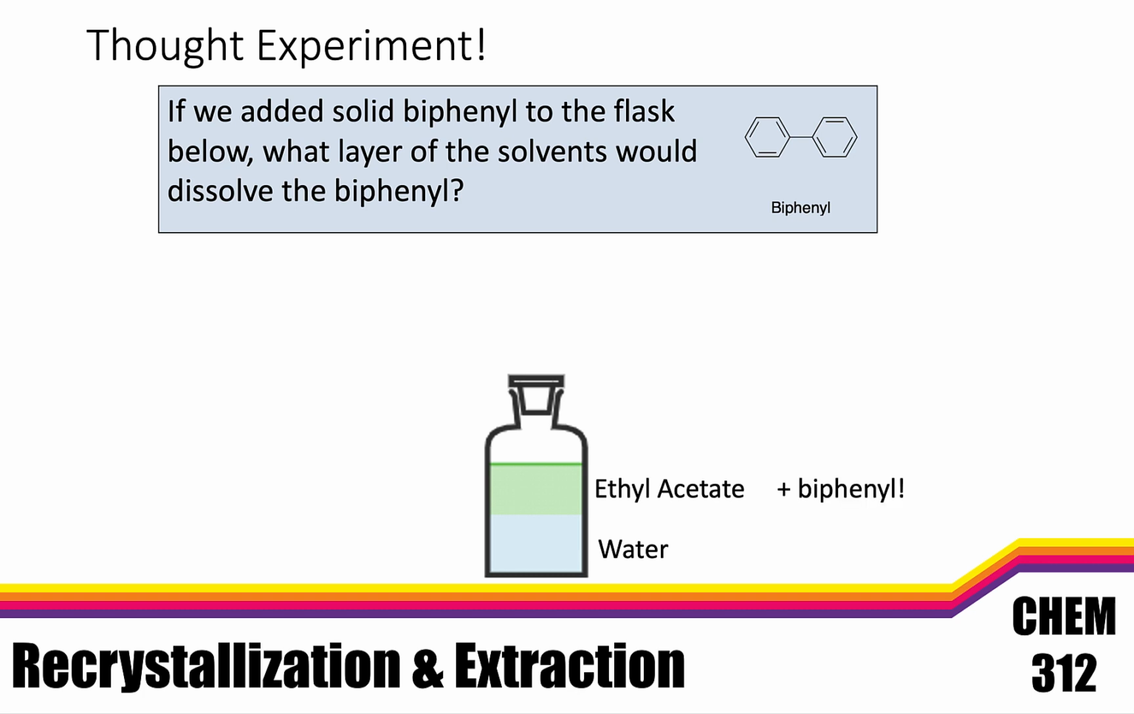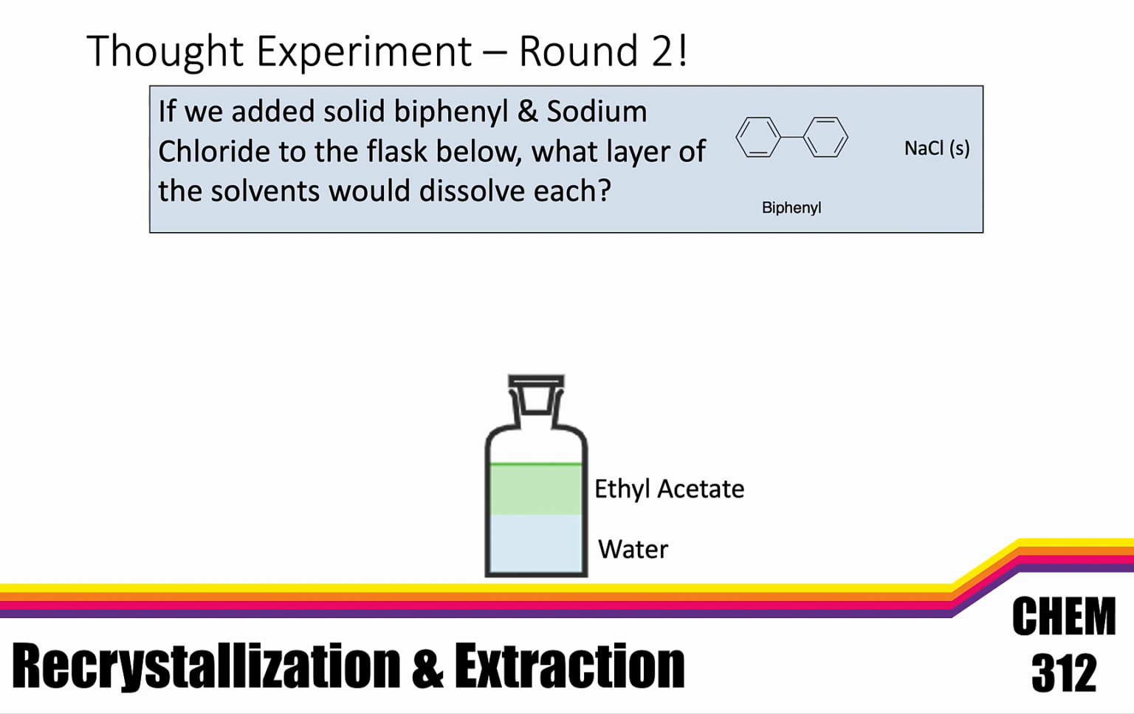So let's do another thought experiment. Let's expand this a little bit, right? So we would have our biphenyl inside that ethyl acetate layer. Let's imagine that we had two different compounds. Let's imagine we had some biphenyl and some sodium chloride, right? These are both actually kind of white crystalline solids, so they look very similar.